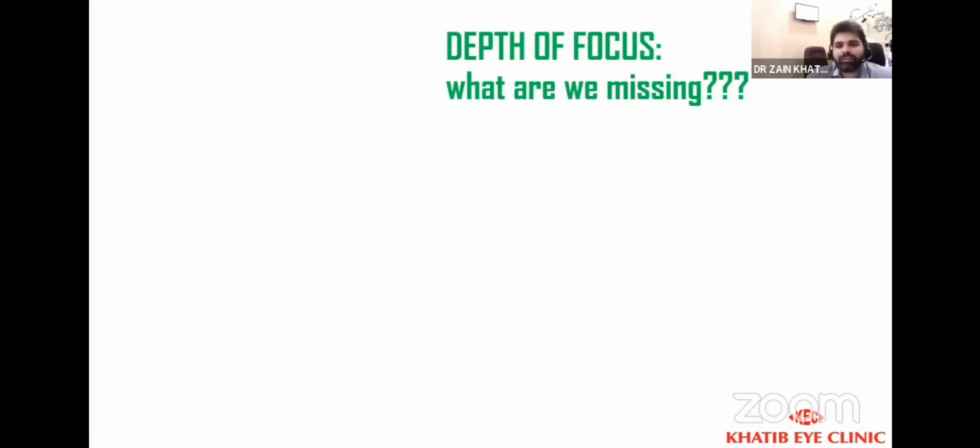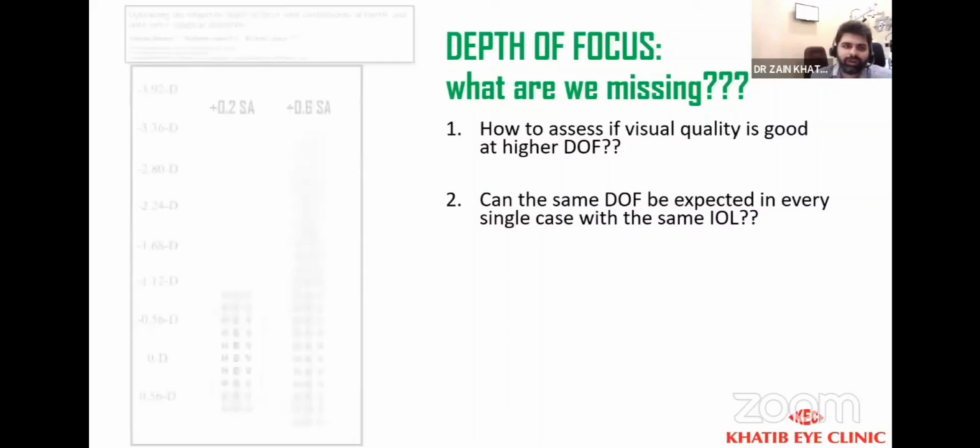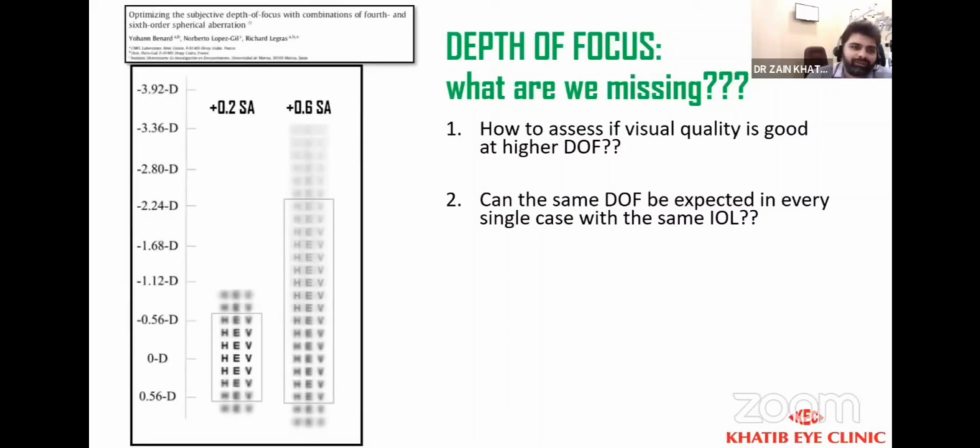So, so much talk on depth of focus. But what are we missing when we talk about it? If we are increasing the depth of focus, are we making sure that the visual quality is good? And can the same depth of focus be expected in every single case with the same IOL? Just look at this study, where they've shown two cases with 0.2 and 0.6 microns of spherical aberration induced. You can see the depth of focus at 0.6 is quite high.